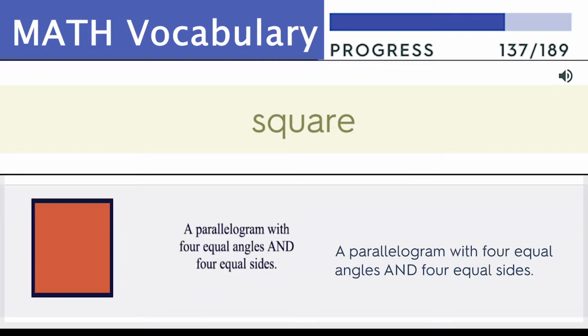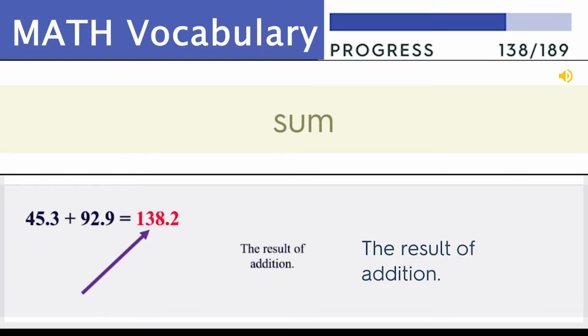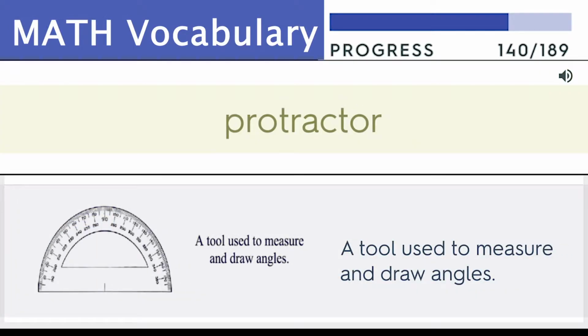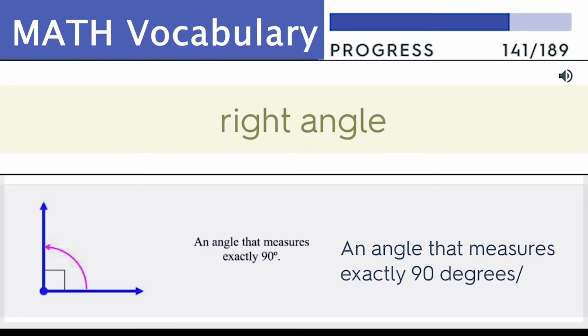Square. A parallelogram with four equal angles and four equal sides. Sum. The result of addition. Table. An organized way to list data. Tables usually have rows and columns of data. Protractor. A tool used to measure and draw angles. Right angle. An angle that measures exactly 90 degrees.